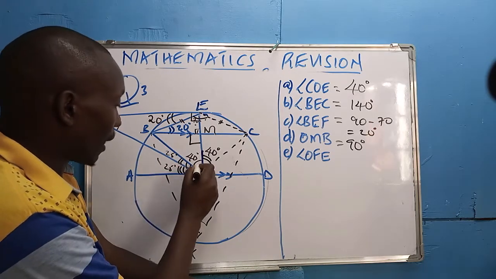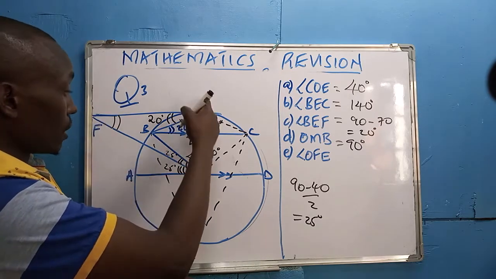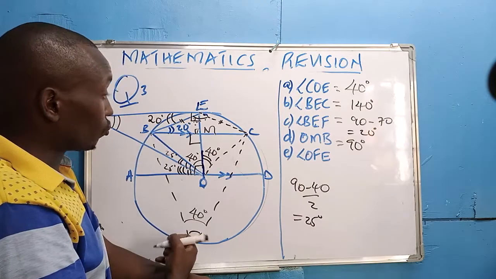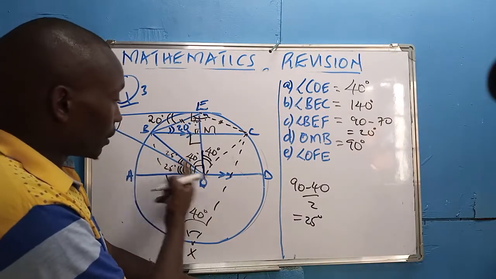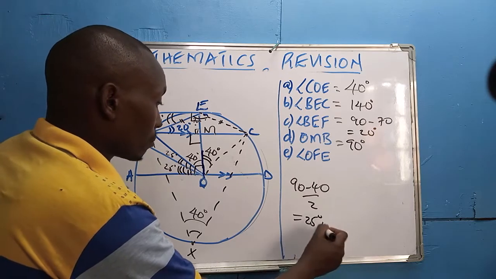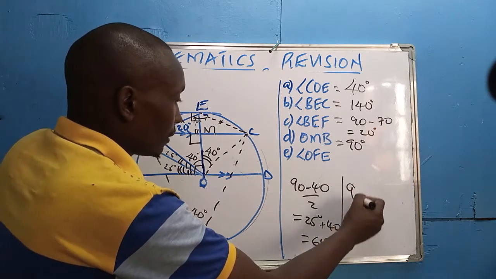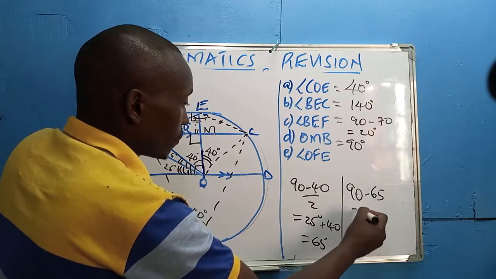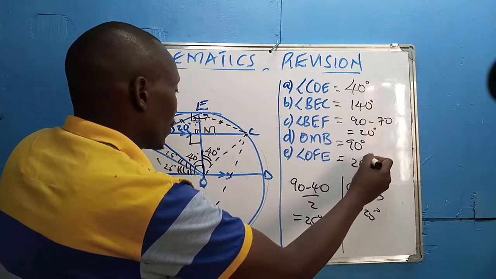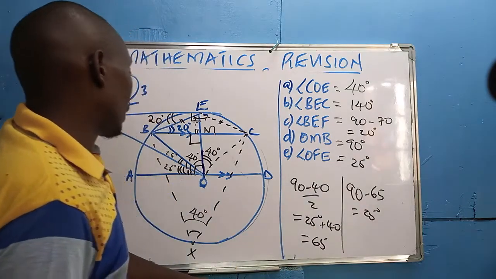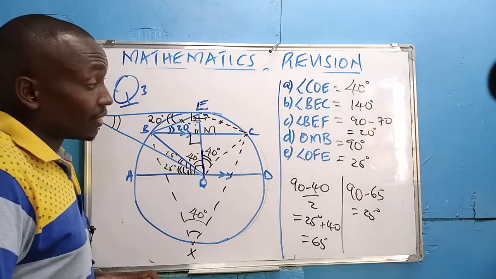Yes, remember that angle here is 90. You can talk of this FEO being a right angled triangle. And therefore this is 90, so this will be the complementary of this sum. Remember the sum here will be, you add 40, you get 65. So the complementary of that, 90 minus 65, you get 25. So this one is 25 degrees. And with that, you have been able to get to the 10 marks very easily.